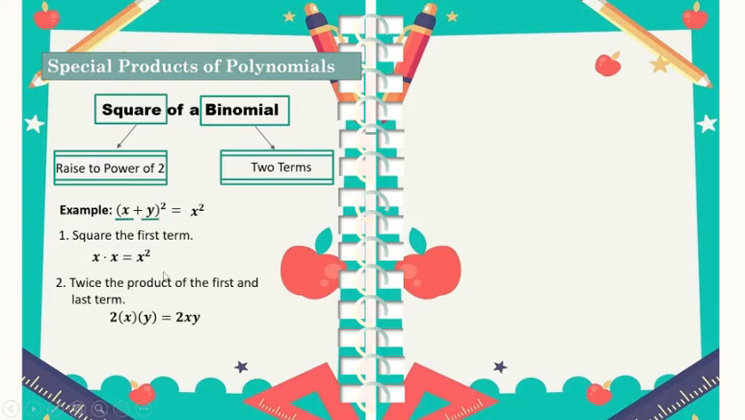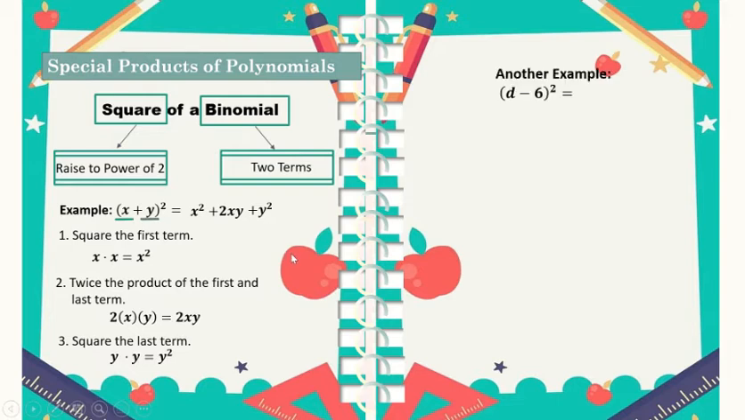Next, step 2, twice the product of the first and last term. The last term is y and the first term is x. Multiply by 2, we have 2xy. Next, step 3, square the last term. Our last term is y. So, multiply by itself, y times y is equal to y squared, to get positive y squared. The answer for x plus y squared is equal to x squared plus 2xy plus y squared.